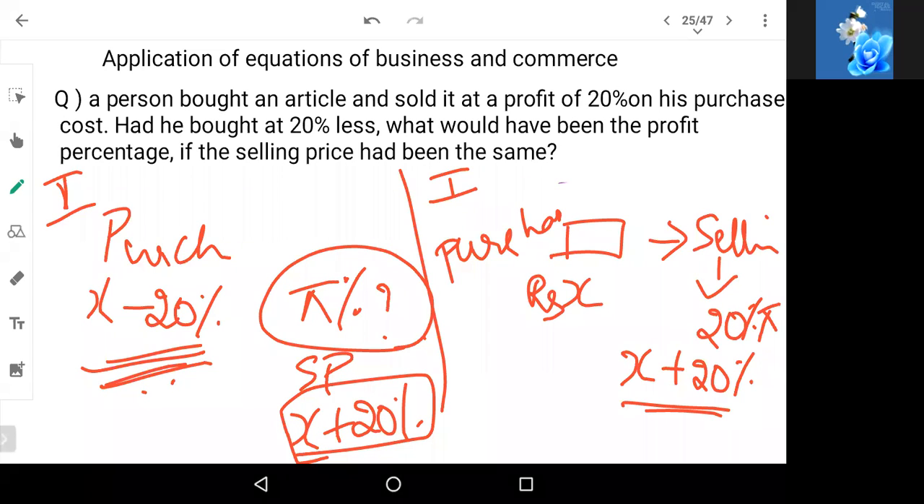So the first scenario, they have given us, they have bought a product, they have sold the product at 20% profit. Okay, we know the profit percentage. And we also will know the selling price because it is 20% on the purchase price. So we can calculate the selling price. Similarly, in scenario 2, they have told us purchase price is 20% less, selling price is the same, that is 20% profit, and we have to find out the profit percentage.